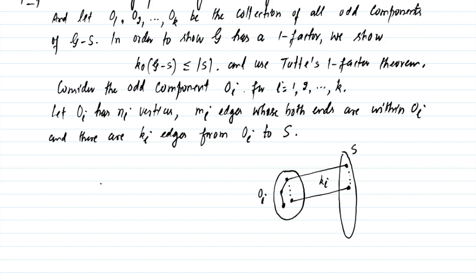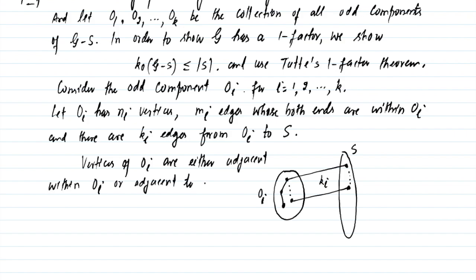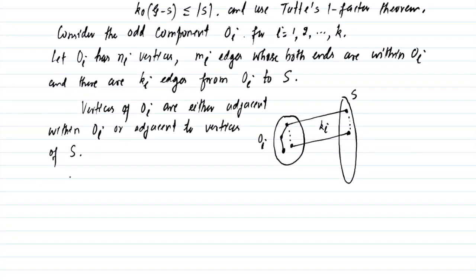So here we note these details. First of all, vertices of Oi are either adjacent within Oi or adjacent to vertices of S. We have the notation that the order of Oi is ni. Then obviously ni is odd because this is an odd component. Now mi is the number of edges within Oi and ki is the number of edges from Oi to S. Then we have the following things.